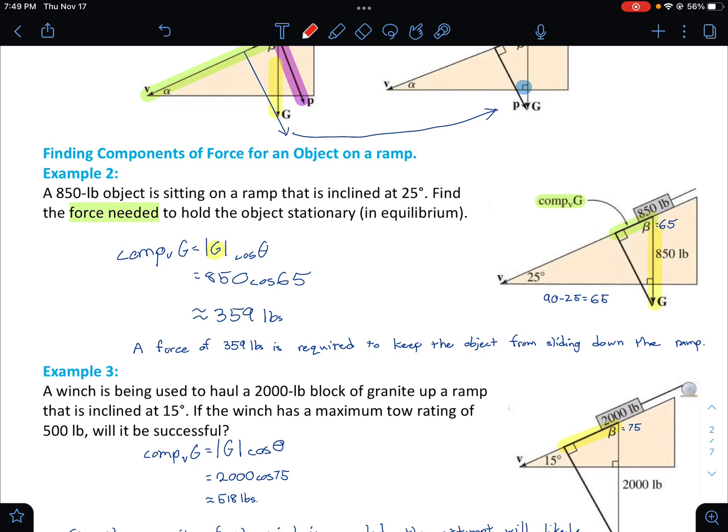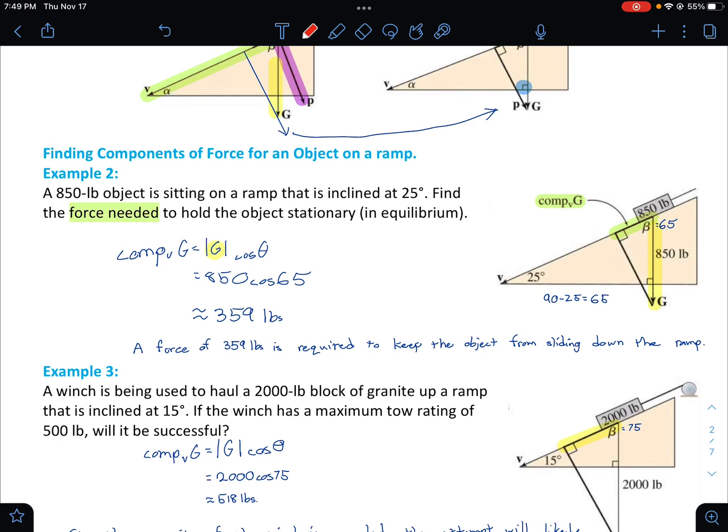So the equation is comp G along V equals the magnitude of G cosine theta. So to start off, we see that G over here is 850 pounds. So we can put that in the spot right here. And we also know that cosine is 65 because of this right here. We don't actually want this angle, which is shown right here. We actually want to take 90 minus 25 of that, which is 65 degrees.